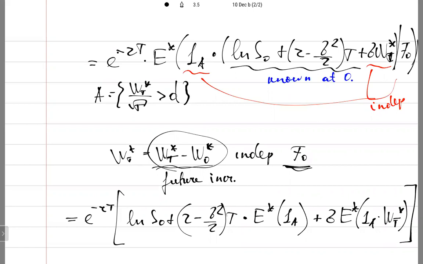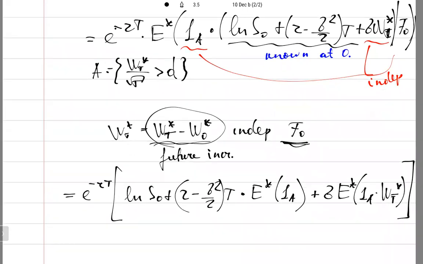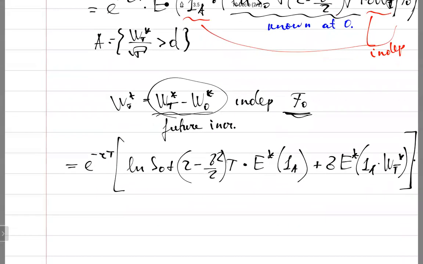Clear? Any questions? Okay, let's go on. We need to calculate two expected values. So first one, expected value of 1_A.